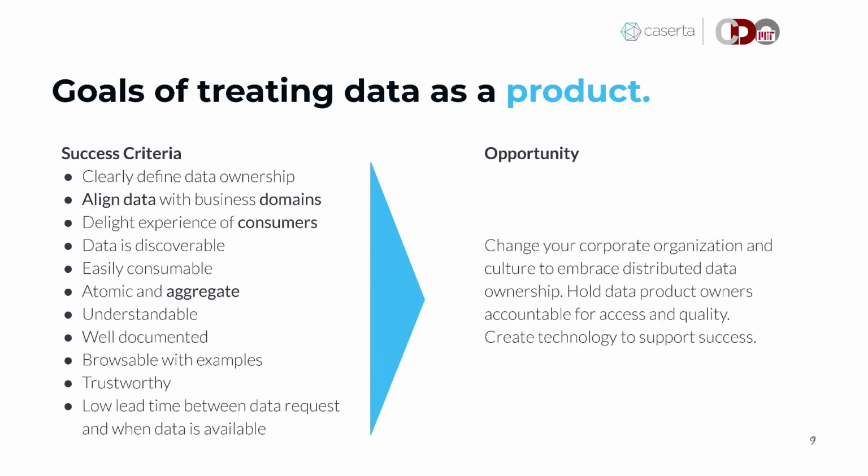So when we say treat data as a product, it makes a lot of sense, but what does it really mean? I'll go through a list of what I think and what I've heard. Number one, clearly define data ownership. Who owns the product? Who's responsible for the product? Who's accountable? That's the word I really like to use with data mesh, having someone held accountable for the quality of that product.